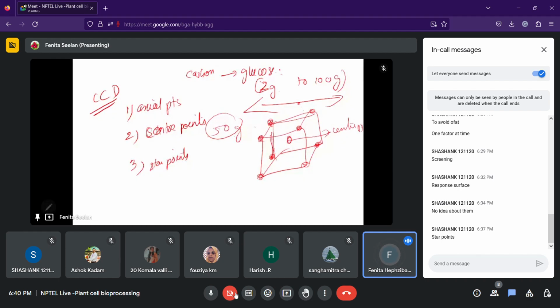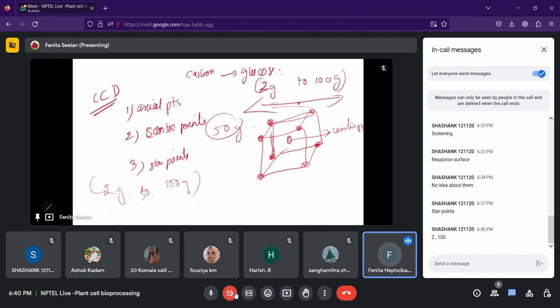Axial points are, say for example, if I had taken 2 gram to 100 gram, then my axial point is what? My range is 2 gram to 100 gram, and I have kept a center point of 50. So what would be my axial point? 200. Yes, right, 200 is my axial point.